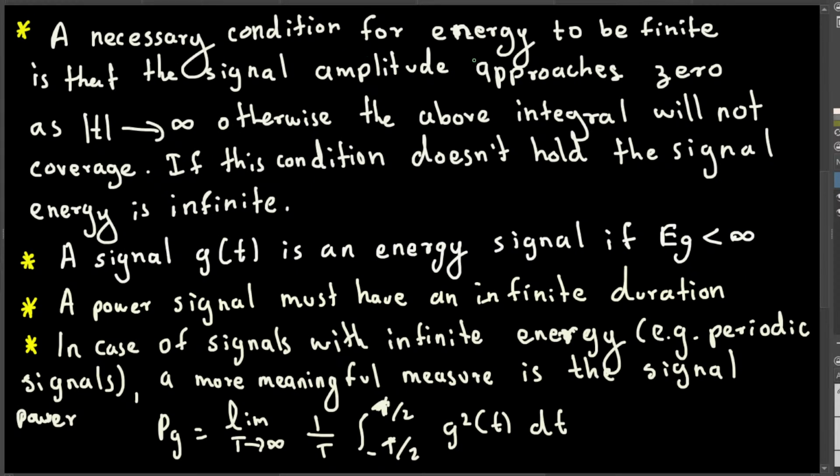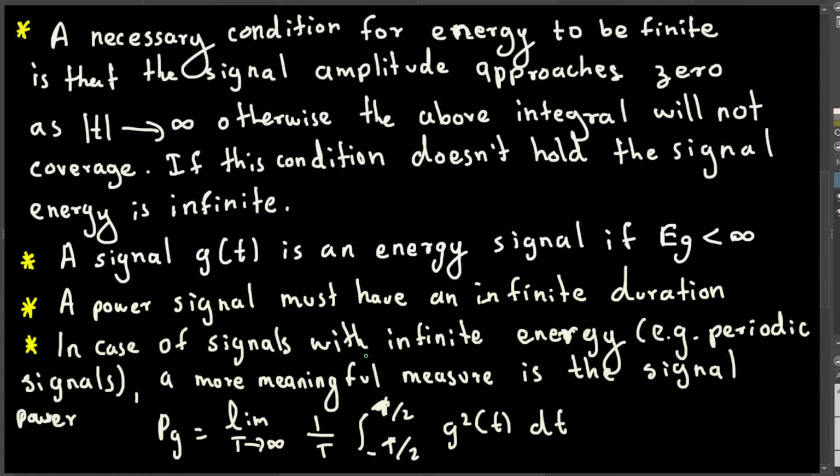A necessary condition for energy to be finite is that the signal amplitude approaches zero as the absolute value of t approaches infinity. Otherwise, the above integral will not converge. If the condition doesn't hold, the signal energy is infinite. The signal g(t) is an energy signal if Eg is less than infinity. The power signal must have an infinite duration.